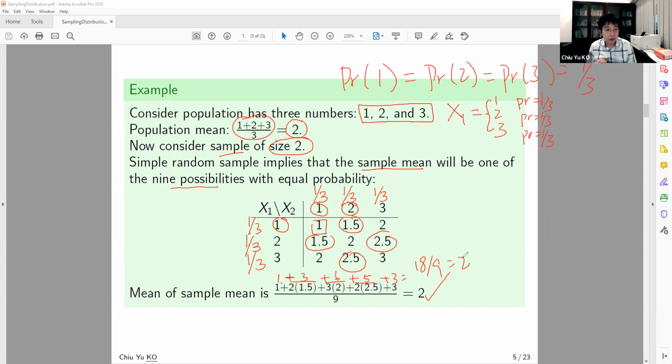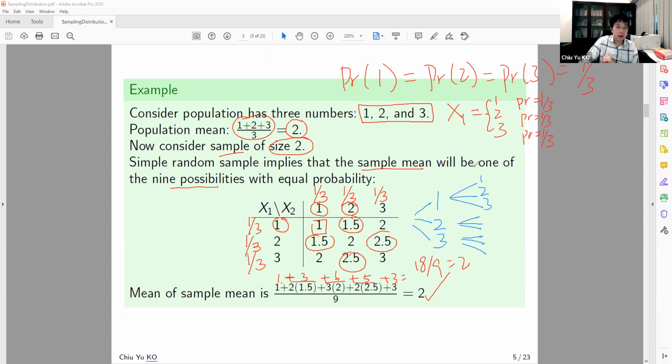Which part you don't get? The whole thing? Someone asked me about sample size 2, okay? So we are doing simple random sample, right? So the first case you can have 1, 2, 3, right? And for each of 1, 2, 3, you also have 1, 2, 3, right? Because we do simple random sample. So that's 9 possibilities, right?